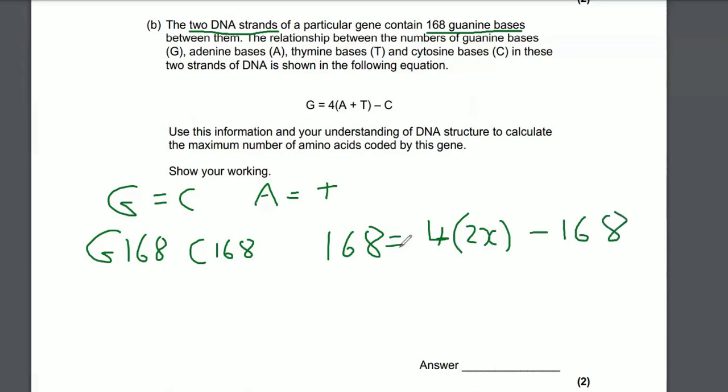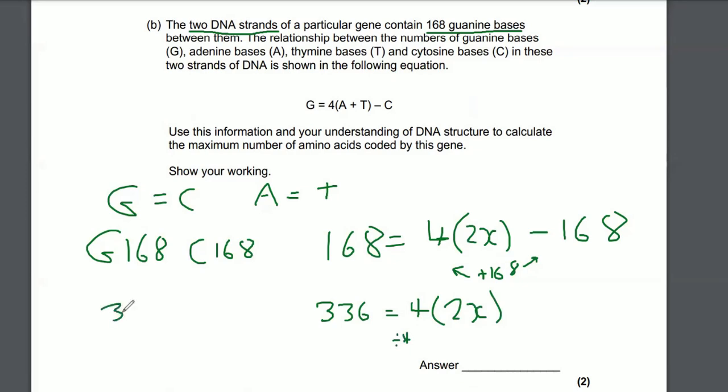So now we just need to solve this. So how are you going to solve this? Well, I'm going to add 168 to each side. So let's add 168, and that's going to give me 336, and that is equal to 4 times 2x. Then I want to divide each side by 4.